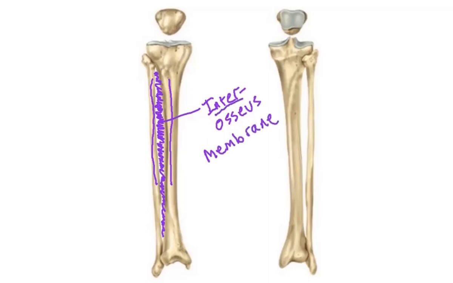Now inter, remember, means between, and osseous is just a term for bones. If you remember when you were studying the bones, the bone cell is called an osteon. Now if you notice on the top of the tibia here, you can see that there are these smooth sections on the top here. And why are they smooth? Because they articulate or connect with the femur that's up here.